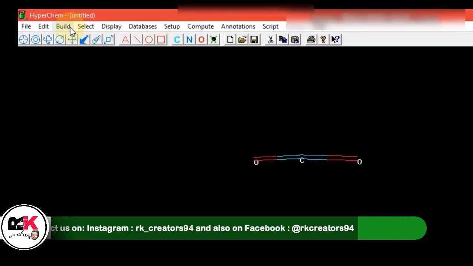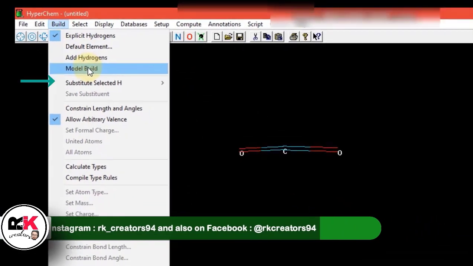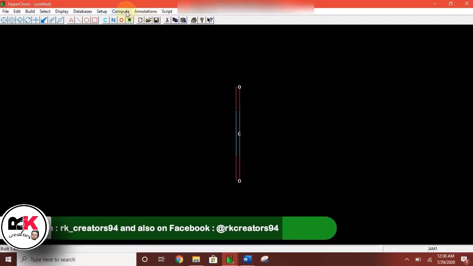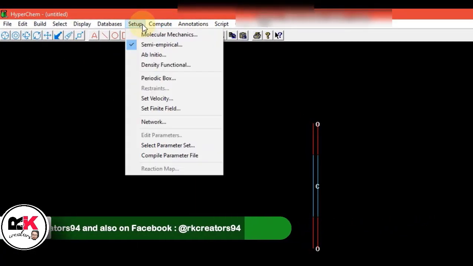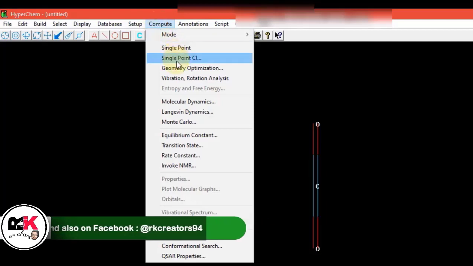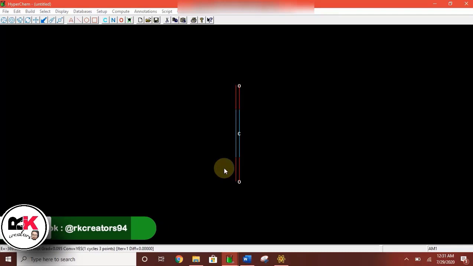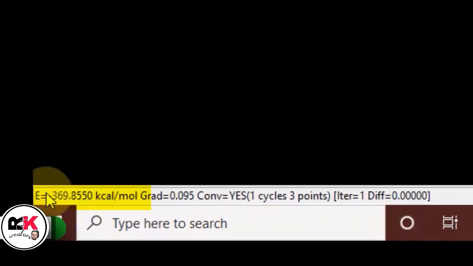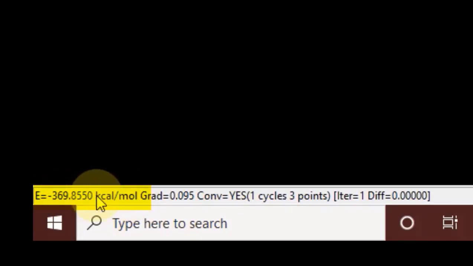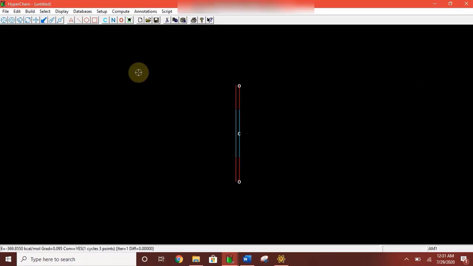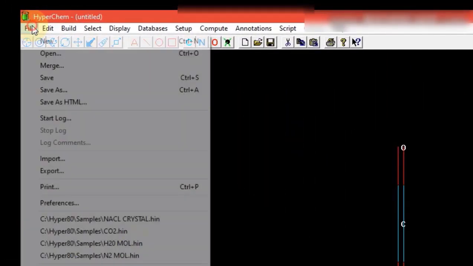Now click on the model build. Now select any setups you want and then calculate its geometry optimization energy. Here we have the energy of carbon dioxide molecule, note it on the notebook. We save this molecule.